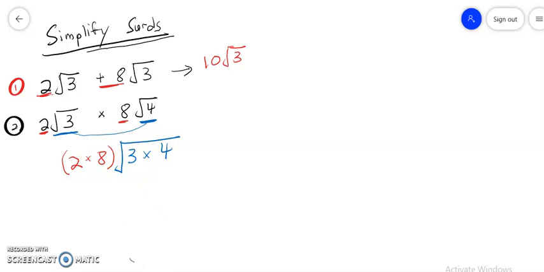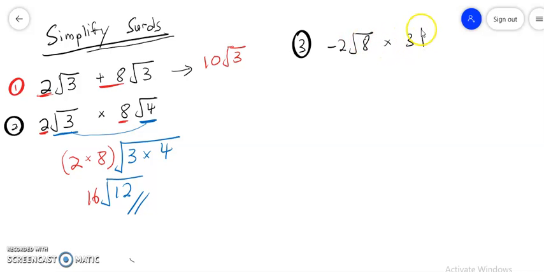Now let us solve this. 2 times 8 we have 16, and here we have square root of 12. This is your answer for number 2. For number 3, negative 2, 8, we multiply with 3 square root of, let's say we make it into 3 here.